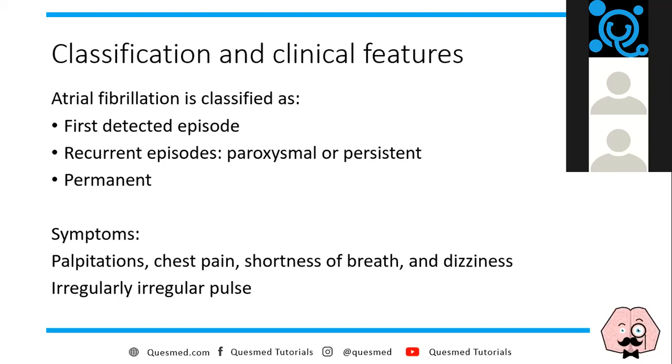You will hear the term fast AF floating around. And just for those who don't know, that means when you have atrial fibrillation with a fast ventricular rate, so you have tachycardia as well. And that's obviously something that's going to increase your risk of thromboemboli and things like that. So it's really important to look at the rate of the patient and the clinical condition of the patient.